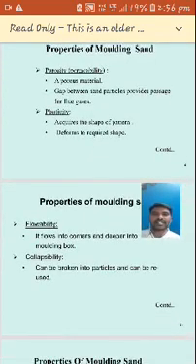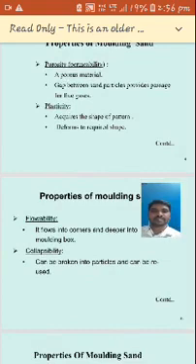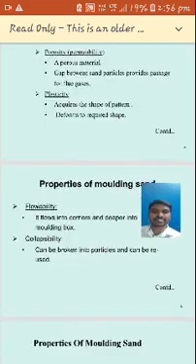The next one is plasticity. It acquires the shape of the pattern, so it deforms to the required shape. After pressing the sand, the mold cavity is attained and retains the same shape. It cannot return to its original shape. That is called plasticity.